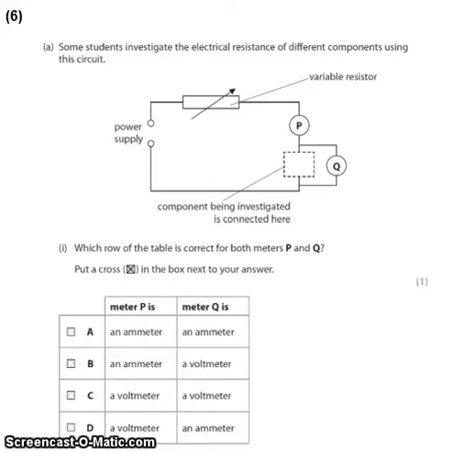Right, question 6. Some students are investigating the electrical resistance of different components using the circuit. The components are going to be placed here in this box to be investigated. So we can put what we like in there, a light bulb, a resistor, a wire, whatever. Which row of the table is correct for both meters P and Q?